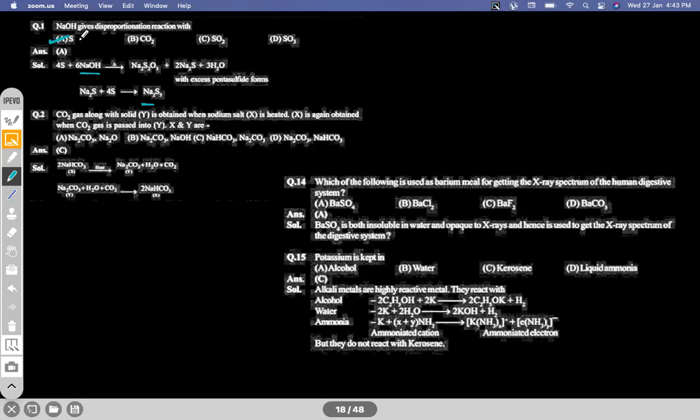CO2 gas along with solid Y is obtained when sodium salt X is heated. X is again obtained when CO2 gas is passed into Y. So we know what things can eliminate CO2 gas. We can have carbonate or bicarbonate, two things we can think of. CO2 gas along with solid Y is obtained when the sodium salt is heated.